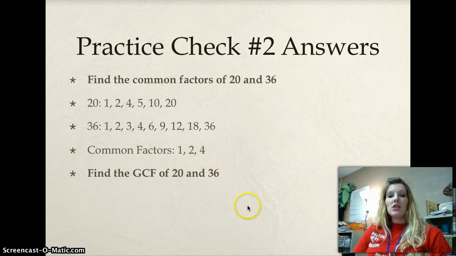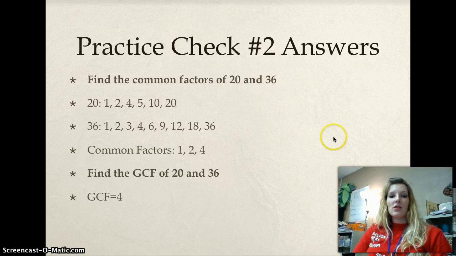Now you just need to find the GCF of 20 and 36. You should have gotten 4 as the correct answer. That is the greatest between 1, 2, and 4.